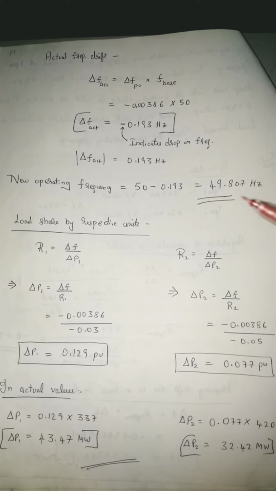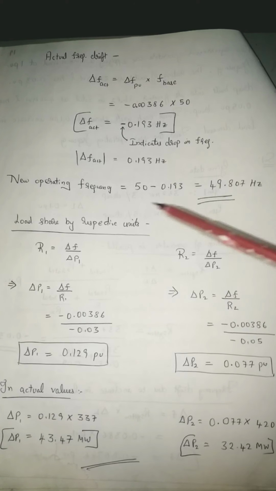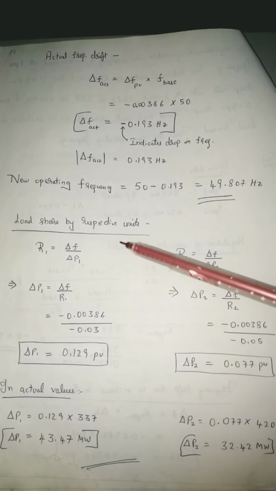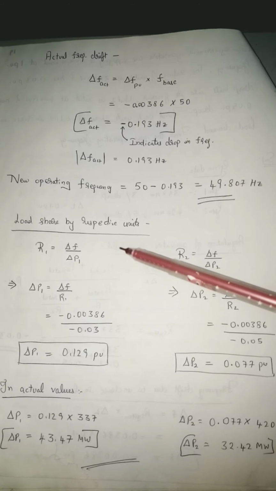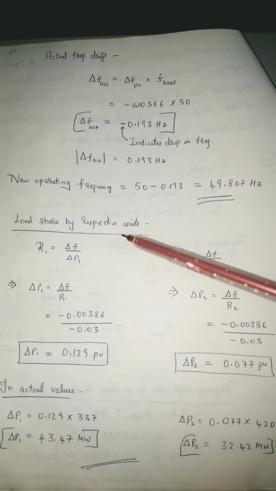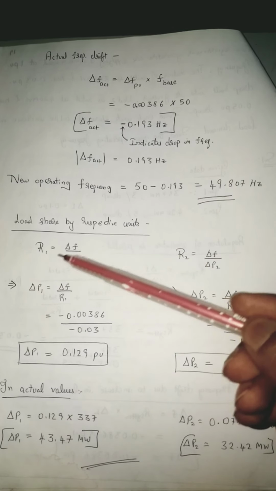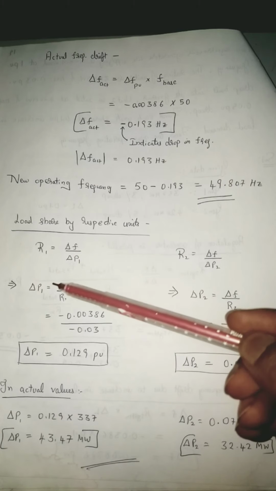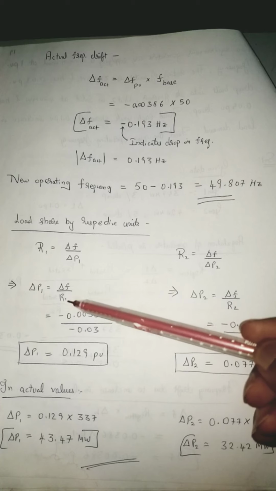Now also we'll have to calculate the load shared by respective units. See, since you are dealing with parallel operation of the generators, there is an increase in the demand on the parallel system. How that is being shared by the respective generators has to be calculated. So R1 is given by delta F by delta P1. We know this formula. So from this, delta P1 will be equal to delta F by R1.